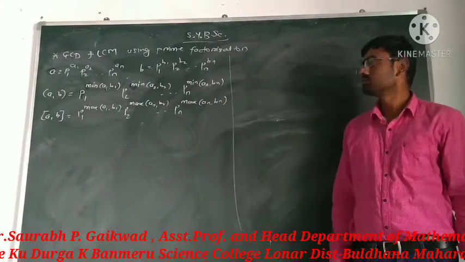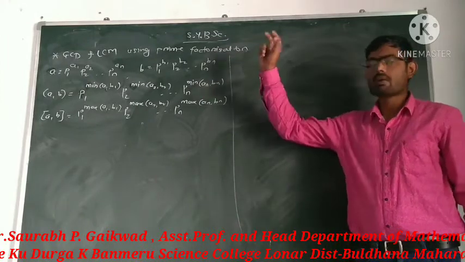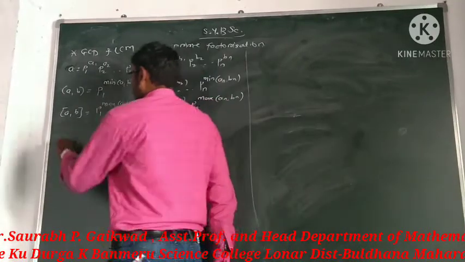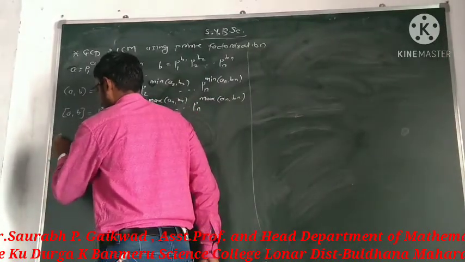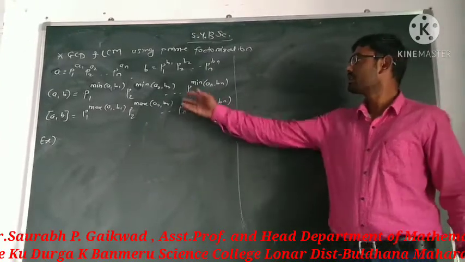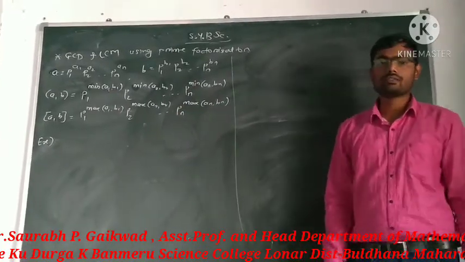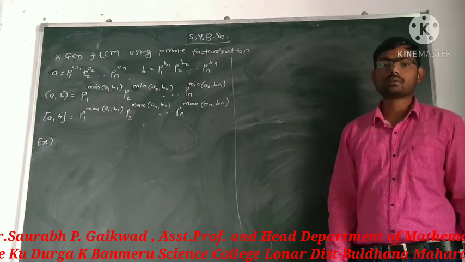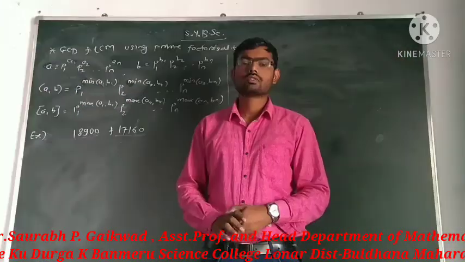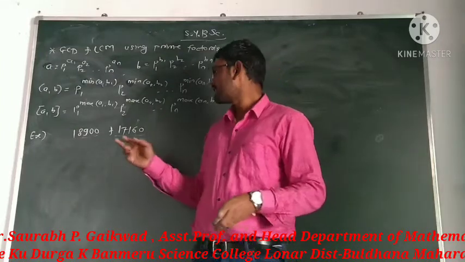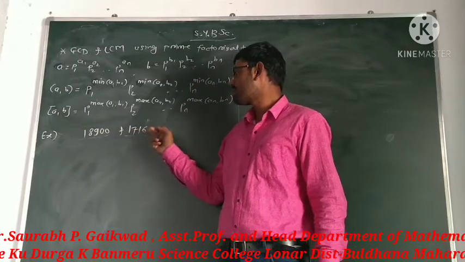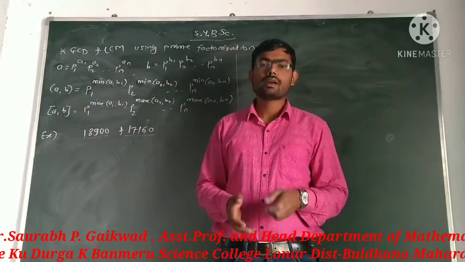Now, using this formula, we will solve some examples. We will take some big example. This is the idea behind finding the prime factorization and then finding the GCD and LCM. So the example is to find GCD and LCM of 18900 and 17160 using prime factorization.